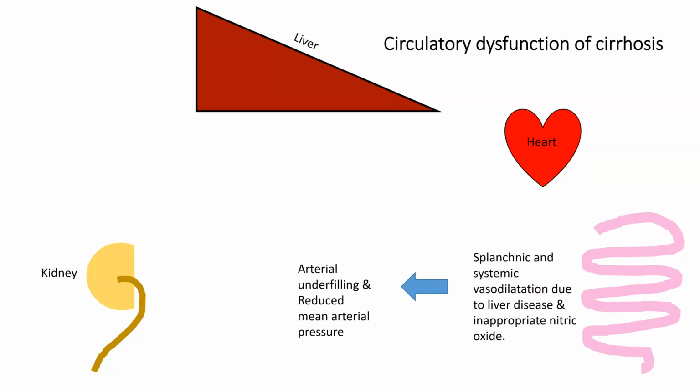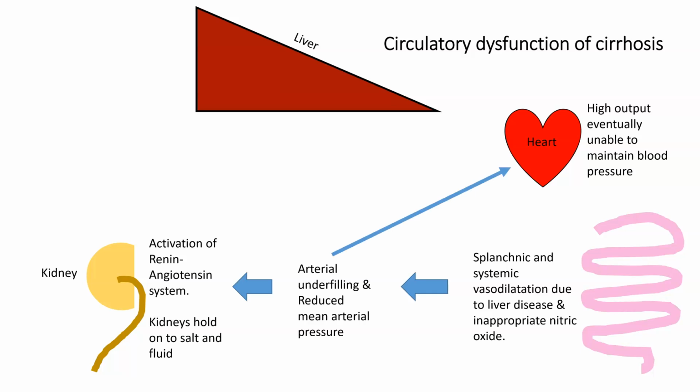This leads to arterial underfilling and reduced mean arterial pressure. Now, our bodies will recognize this and start to try to compensate. The increased sympathetic outflow that will occur will cause increased cardiac output. The heart will actually pump very strong and very fast in an effort to keep the cardiac output and ultimately the mean arterial pressure up.